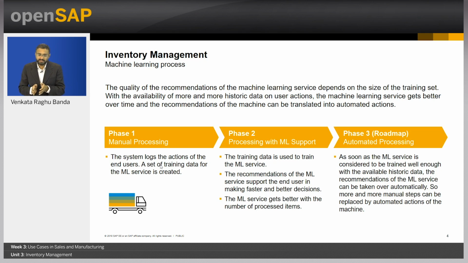Now the training data is created, so you run phase two. You take this training data and create your ML service. In phase three, you automate based on this ML service that was created from the training data. Now you apply it with your real data in your real app. So that is the main process involved here.